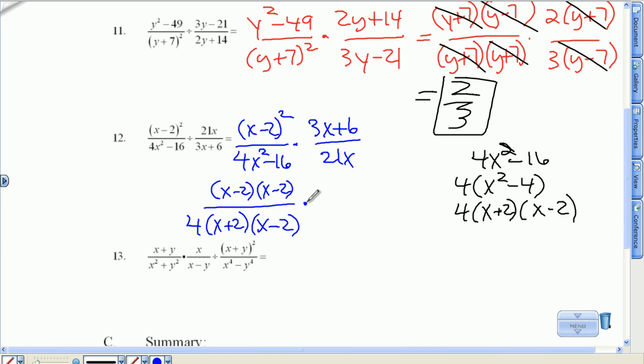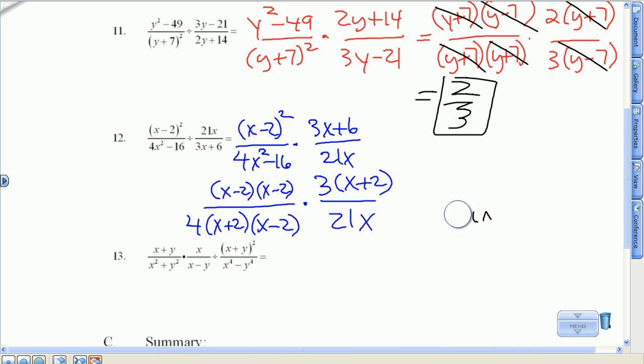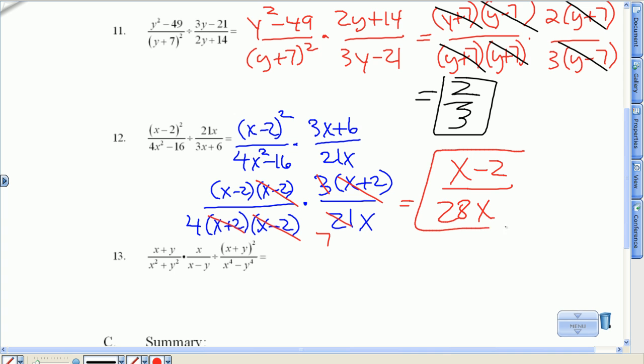3x plus 6 has a GCF of 3, so 3 times x plus 2, and then 21x is going to come along. Alright, I'm going to do some erasing here. I'm going to erase 4x squared minus 16 factored to free up some room. And now we can start the canceling. The fun part, the canceling. I can get an x minus 2 out of the top and bottom. X plus 2 goes out of the top and bottom. 3 goes into 21 7 times. And I think that's it. So I have an x minus 2 on top. 4 times 7 is 28. So 28x on the bottom. Problem is done.